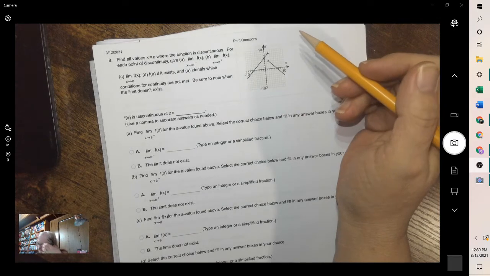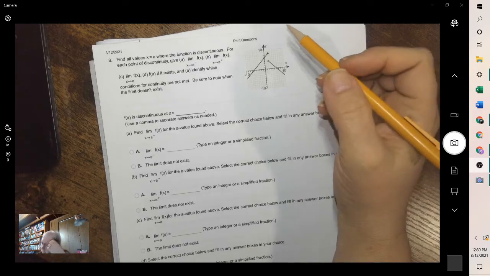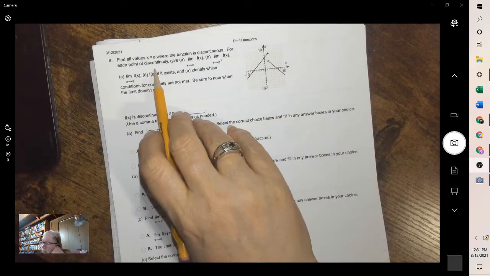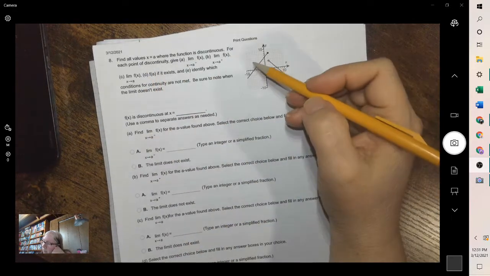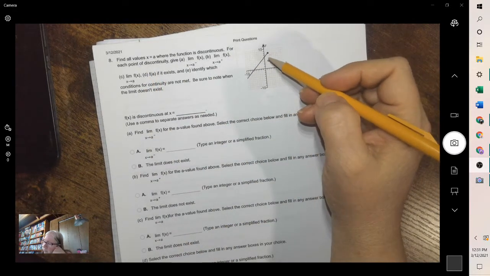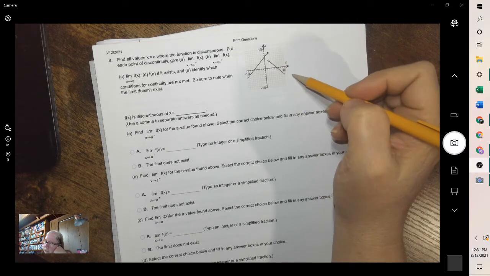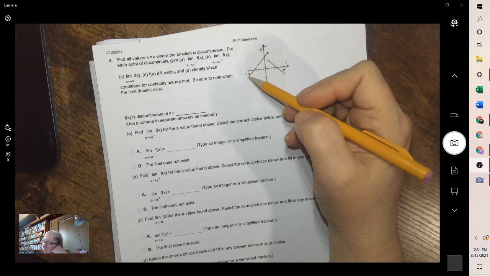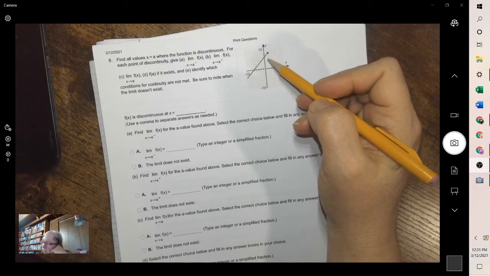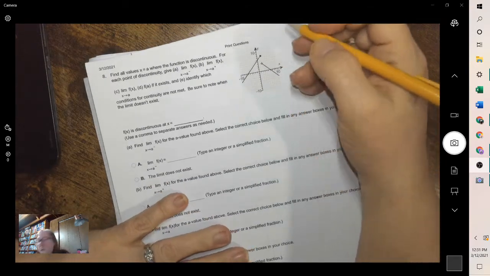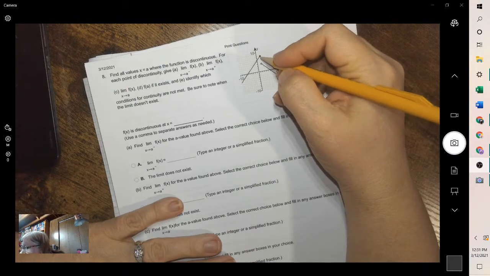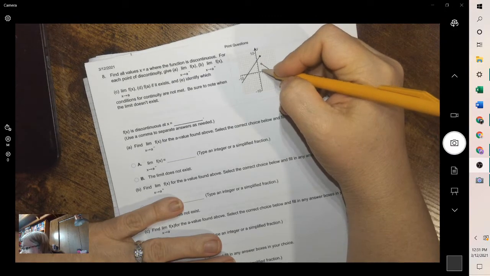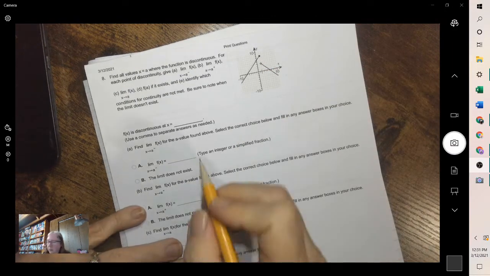Okay, this is similar to one we did, but this part is asking where it's discontinuous. Anytime you have to lift up your pencil when you're tracing it, that's where it's discontinuous, and you use the x value. So if I trace this, I'm going to lift my pencil here at 2. So it's discontinuous at 2.